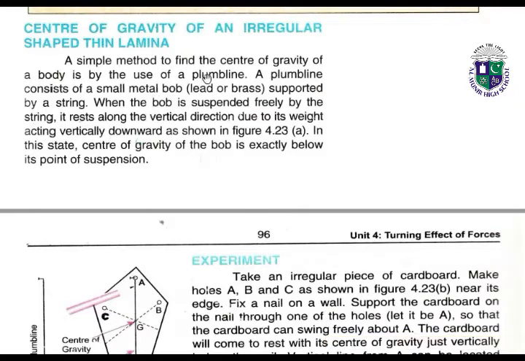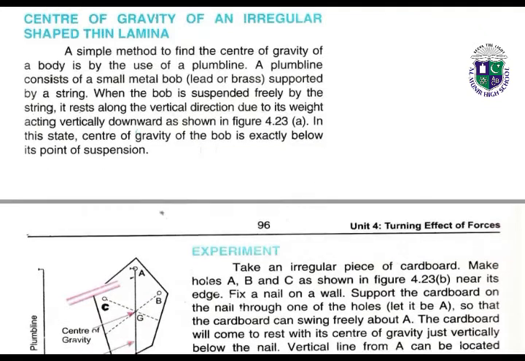A simple method to find the center of gravity of a body is by use of a plumb line. So here in this experiment we will use the plumb line. What is a plumb line? A plumb line is a metal bob or weight which is supported by a string. When the bob is suspended freely by the string, it rests along the vertical direction due to its weight acting vertically downward, and we can find the center of gravity.